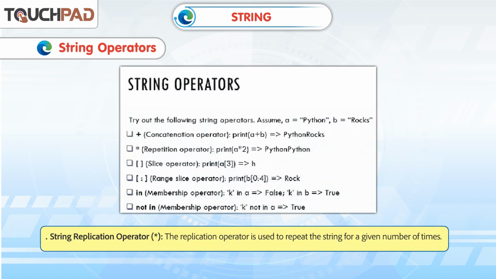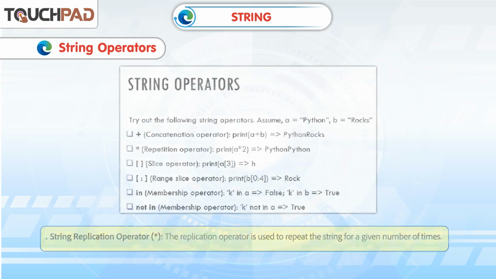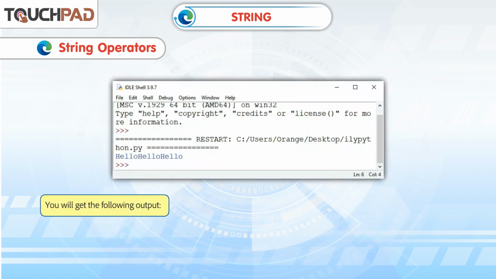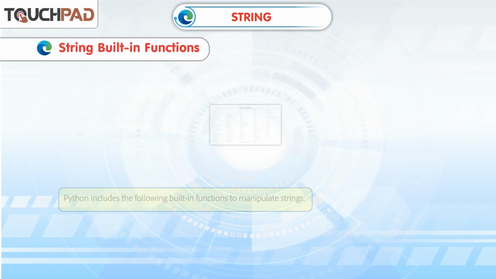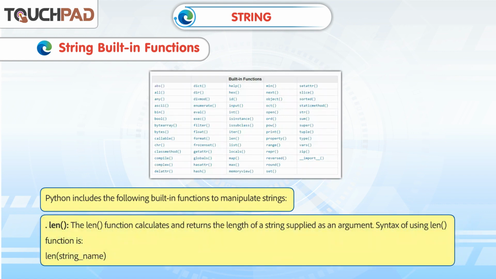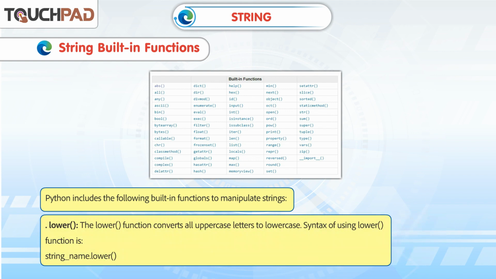String replication operator. The replication operator is used to repeat the string for a given number of times. Program 9 to repeat a string using string replication operator. You will get the following output. String built-in functions. Python includes the following built-in functions to manipulate strings. Len. The len function calculates and returns the length of a string supplied as an argument. Syntax of using len function. Lower. The lower function converts all uppercase letters to lowercase.